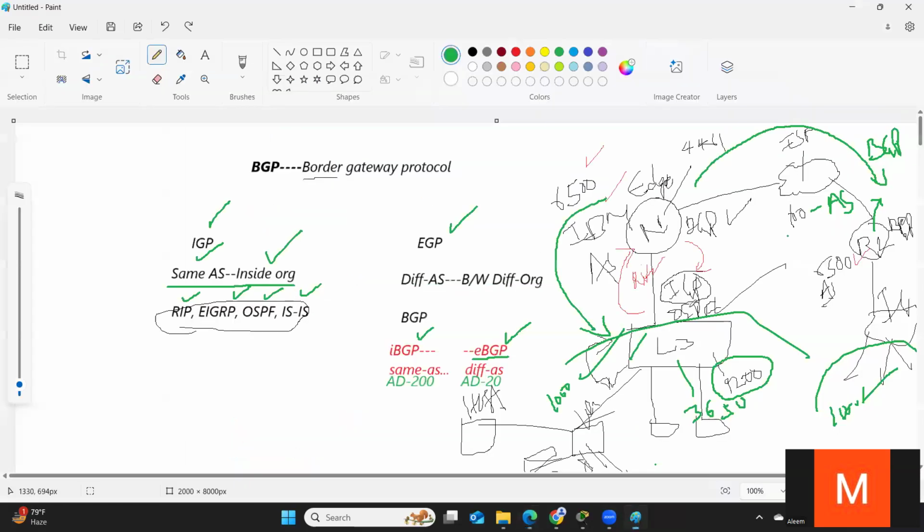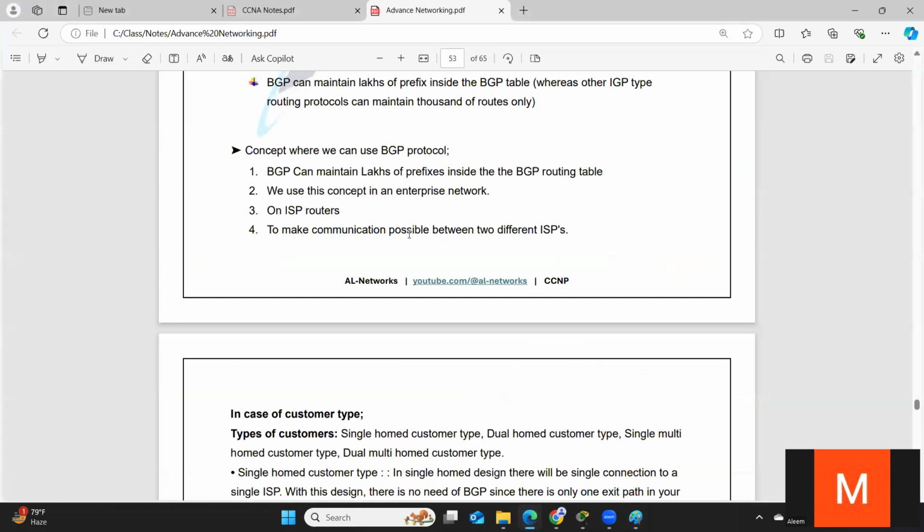As we discussed here, if the internet service providers are not using the BGP routing protocol, they cannot establish a connection between two different branches. Here the customer type is IBM, they have one customer that is IBM. If ISP providers are not using the BGP protocol, they cannot establish a connection between two different branches. So ISPs must also use the BGP protocol, to make communication possible between two different ISPs also.